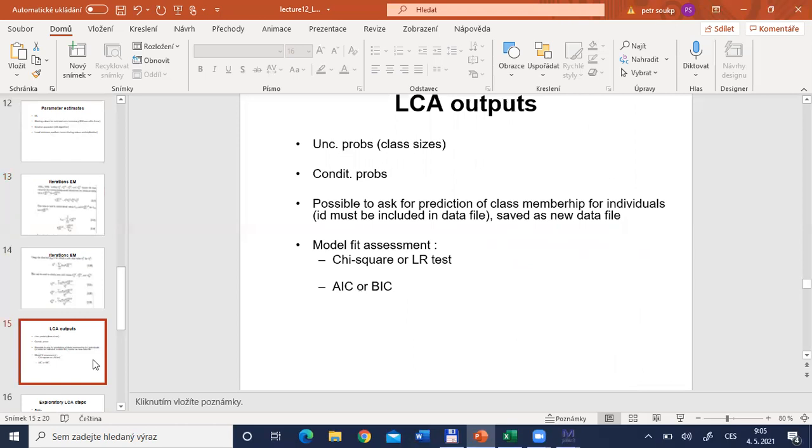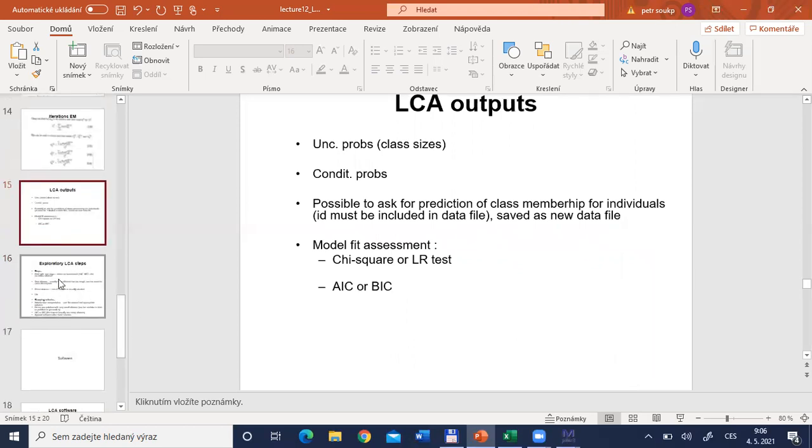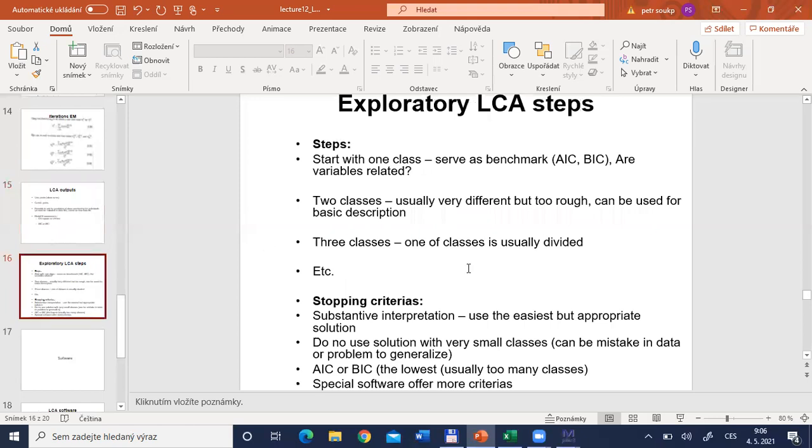Classical LCA outputs are especially these probabilities we have covered. There are also some tests such as the chi-square test or likelihood ratio test. And there are also AICs or BICs for these models. We wouldn't cover these, but all these are present and you can read more about them in the literature. And now we will try to take a real life example.